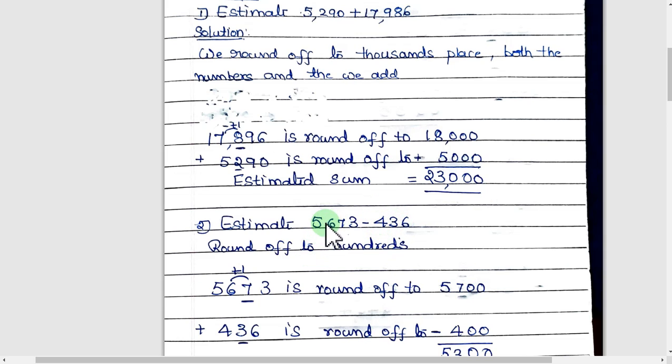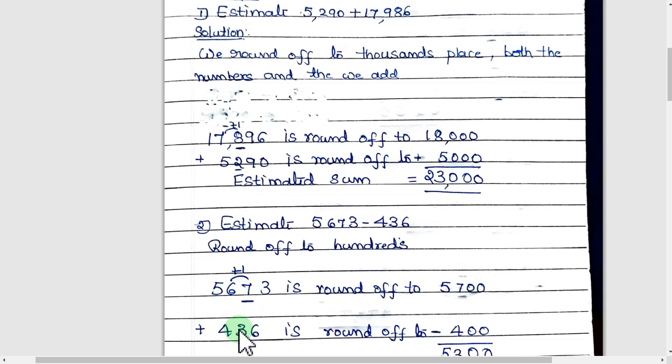So first we will round off 5,673. Now we are rounding off to hundreds place. Now we have to check tens place digit. Tens place digit is 7, more than 5. So we are adding 1 to hundreds place digit. Whichever place we are rounding off to, that digit we are adding 1 to, or without adding, writing as it is. So if you add plus 1, now we have to make these two digits 0. So 5 plus 1, 6, 7 0 0.